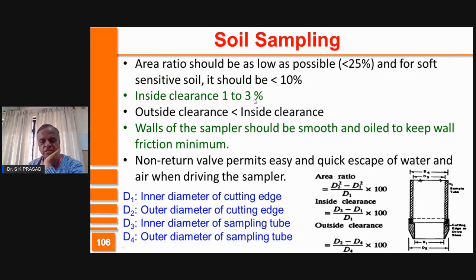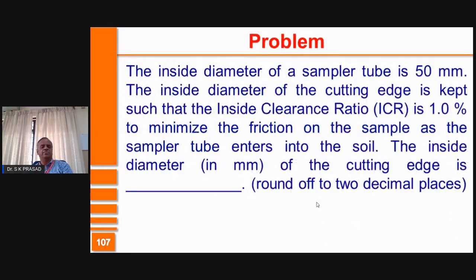And we know all these: area ratio, inside clearance ratio and outside clearance ratio. And in the given problem, inside clearance ratio is given by D3 minus D1 by D1 into 100.